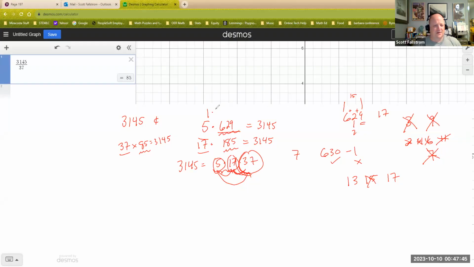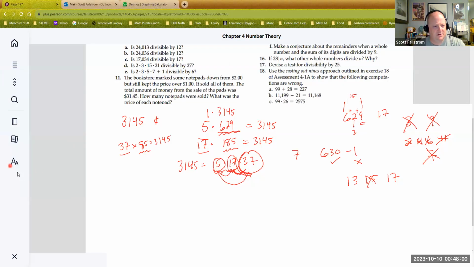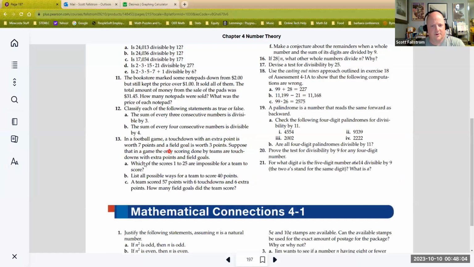And technically, we could have 1 and 31.45. So I sold one notebook for $31.45. That's possible, but again, it said they had to sell between $1 and $2. All right, let's clear those out. And 14.